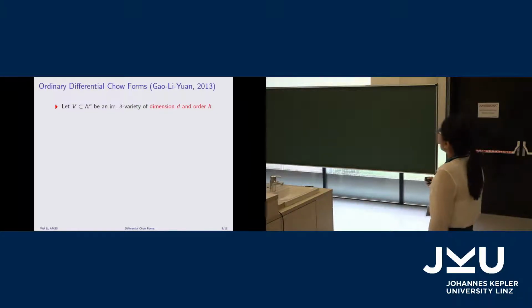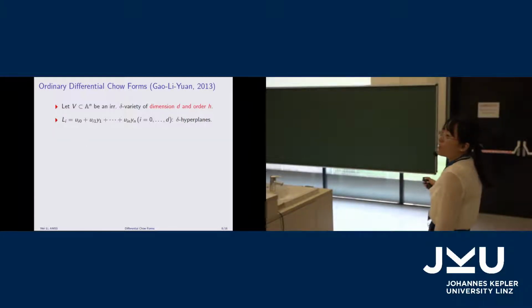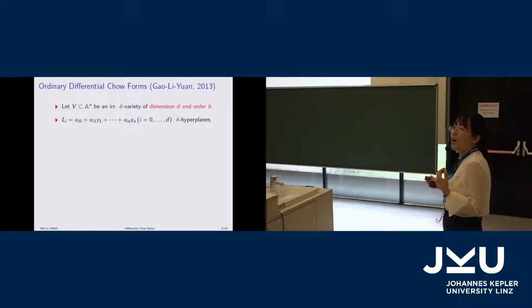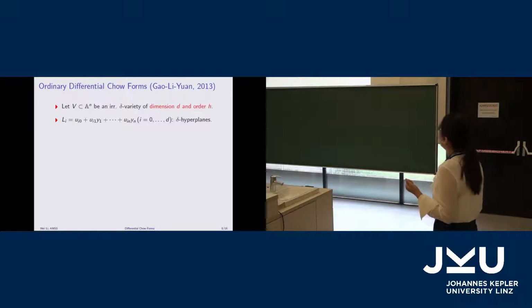Suppose V is an irreducible ordinary differential variety of dimension D and order H, and we still consider D plus 1 differential hyperplanes. Here, differential means all the variables y1 to yn are differential variables. And we consider the same question of when V and these D plus 1 differential hyperplanes have a non-empty intersection. And for the ordinary differential case, it is not that easy.